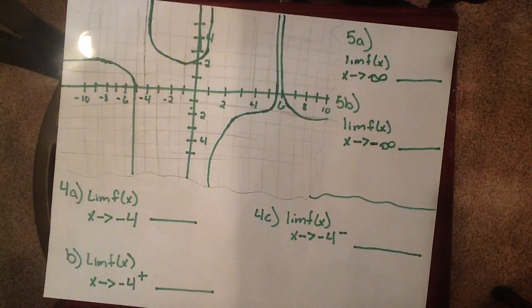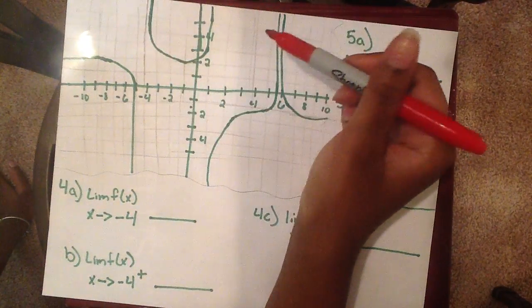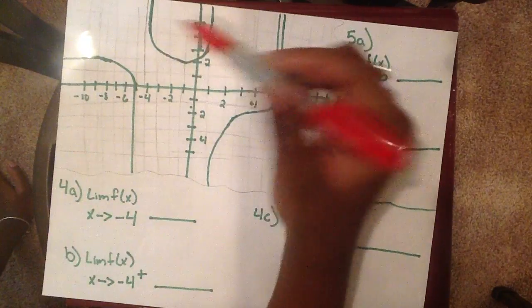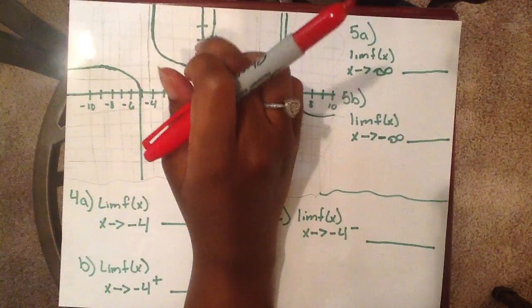Now, for our longer question, we have our graph right here. And the first question, 4a, is asking us to find the limit of f of x as x approaches -4. So on the graph, we're going to go to -4 and look to see where our values are approaching from the left and from the right. Where are our graphs approaching? Our lines or asymptotes, whatever.